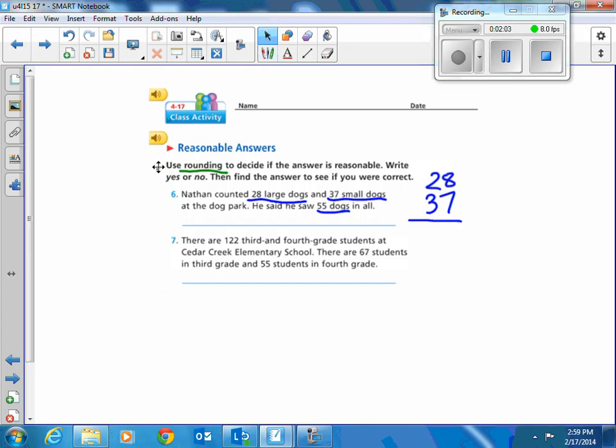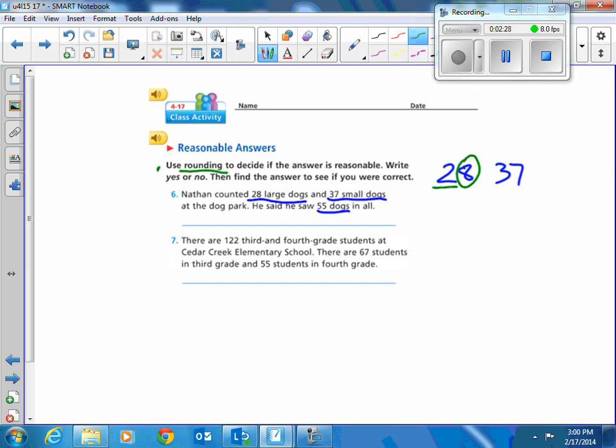So let's go. Oops, you know what, boys and girls? I'm going to erase that. Sorry about that. Let's do it this way. 28 and 37. Let's do it that way. Those are my two numbers. Well, I'm going to round. And you can even do this in your head, but I want you to write it down. So I'm going to underline my tens place. I'm going to circle my ones place, okay?